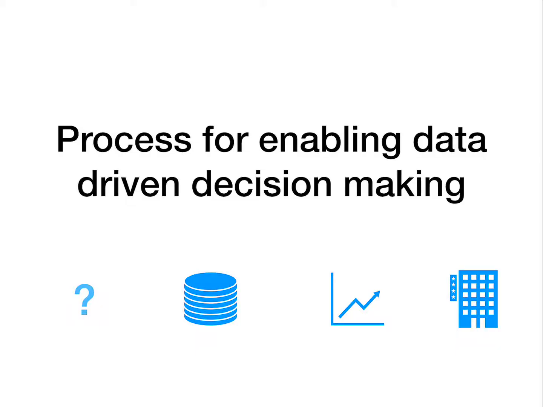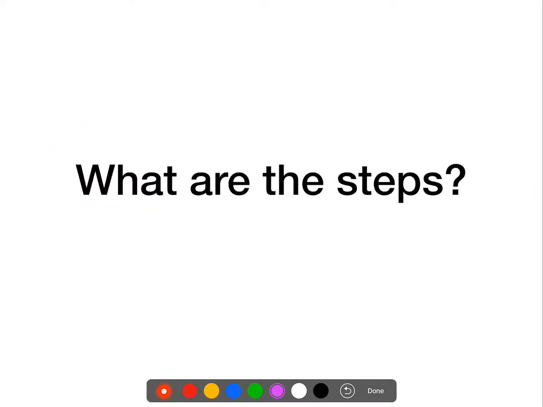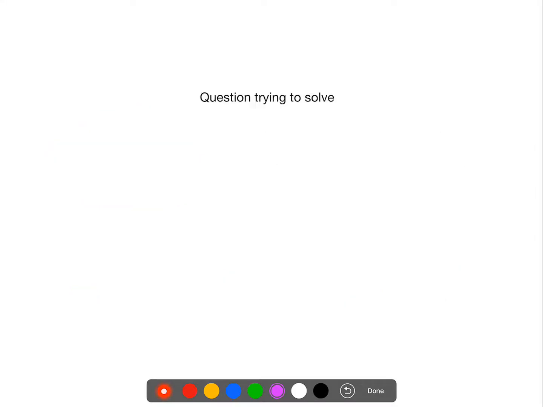So what is the process for enabling data-driven decision making? Basically, the very first one is understanding the question you're trying to solve. Let's say the question we're trying to solve is make more money. One of the very first things that we can do is ask, well, what does make more money actually mean?